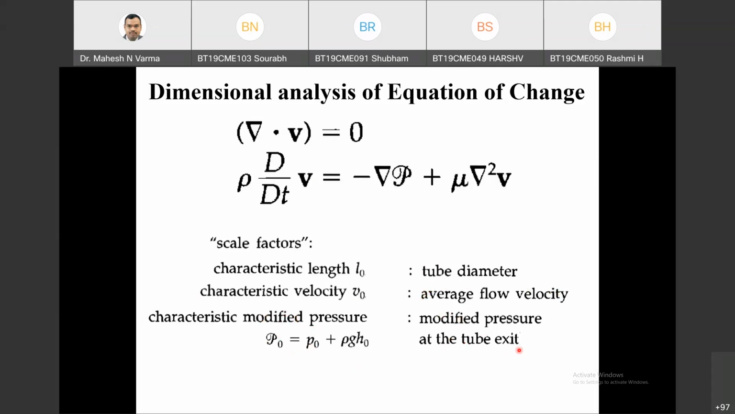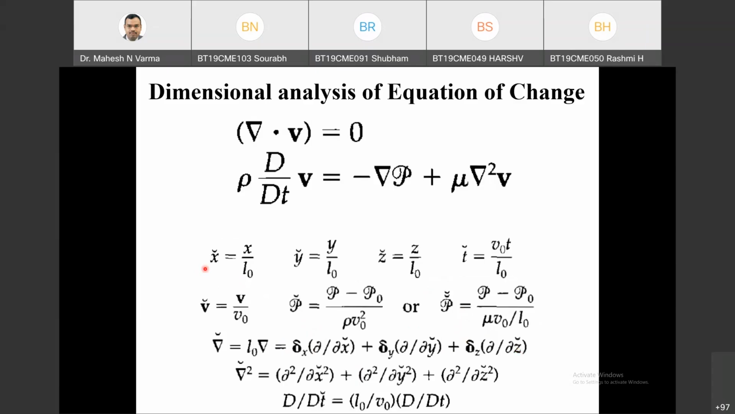So, substituting x bar equals x divided by L0, the dimensionless length, y bar equals y divided by L0, the dimensionless width, and this is the dimensionless thickness, in the x, y, z directions.